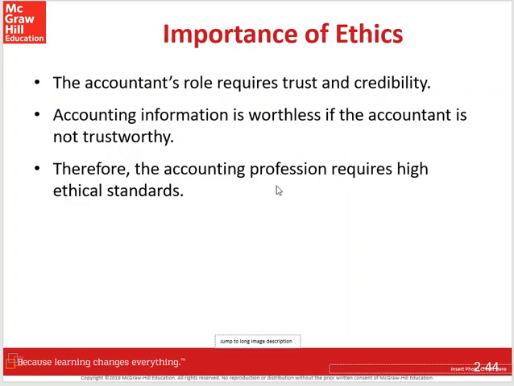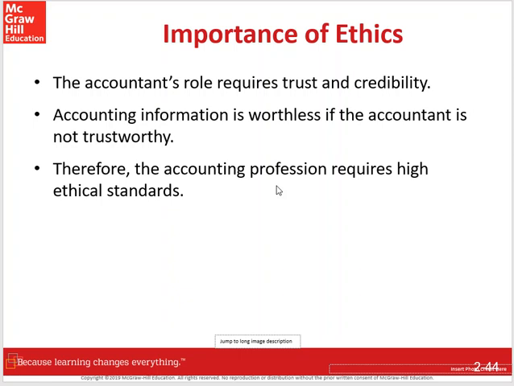In accounting, ethics are incredibly important. However, I will say that sounds a bit cliche. They say the accountant's role requires trust and credibility. Ethics are important to the accounting industry. That's absolutely 110% true. But what profession says, nah, ethics aren't real important to us? We really don't care about trustworthiness and credibility.